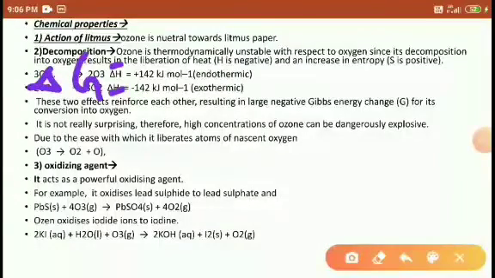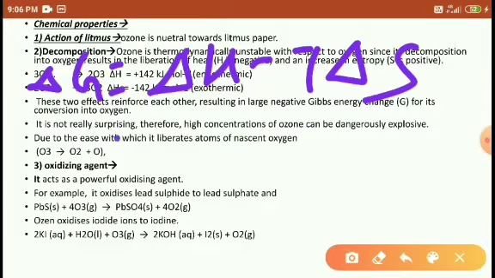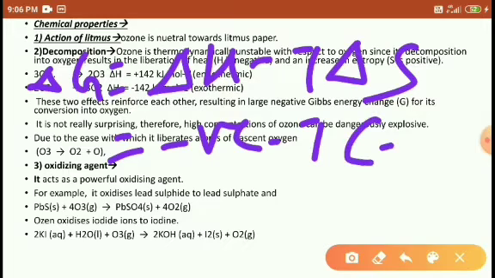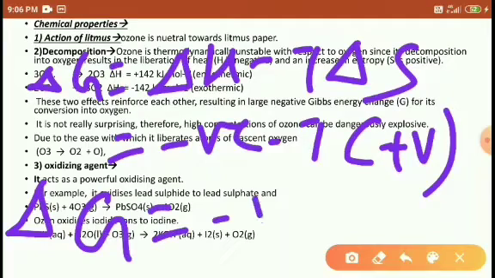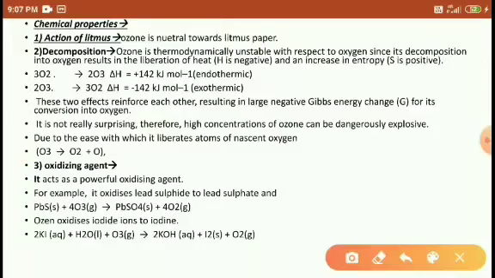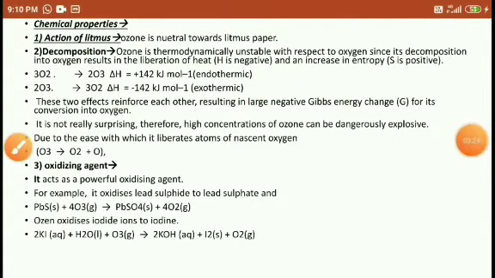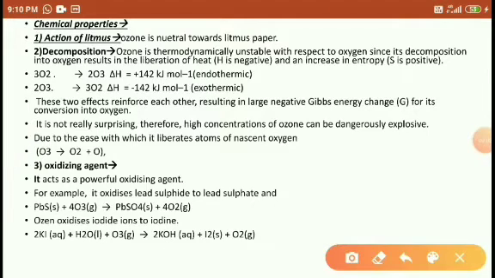Delta G is equal to delta H minus T delta S. Delta G is negative, T delta S is positive, then delta G is also negative. Delta G negative means the reaction is spontaneous. So a negative delta G value means a spontaneous reaction. So it acts as a powerful oxidizing agent.